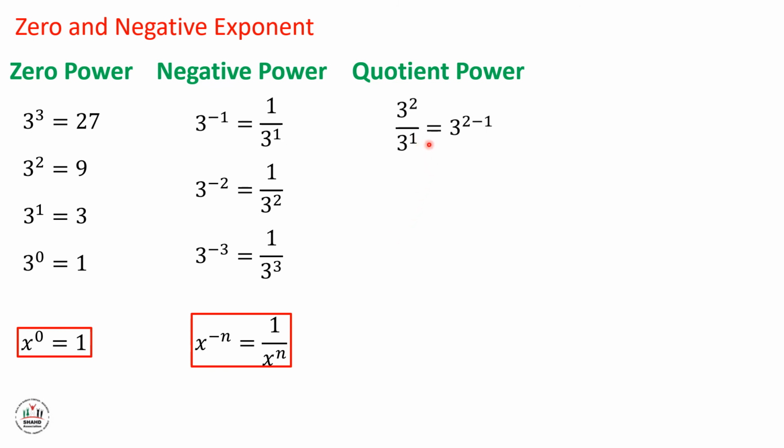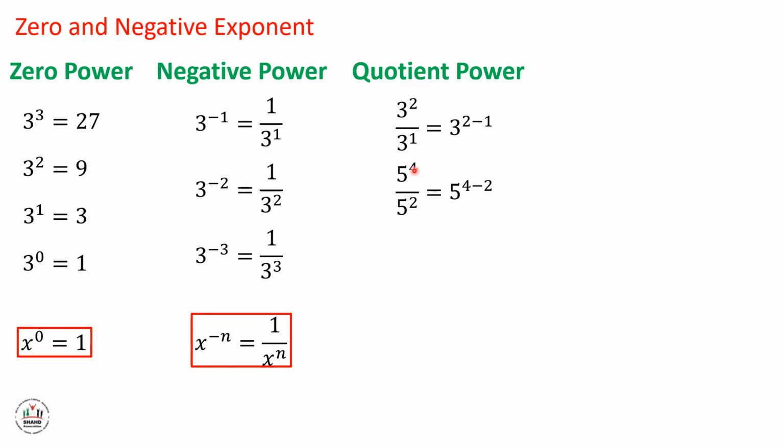Quotient power: 3 power 2 over 3 power minus 1, sorry, power 1. So we can write 3. بنخلي البيز نفسه، بنلاحظ عندنا نفس البيز 3 here and 3 here. So 3 to the power 2 minus 1. 5 power 4 over 5 power 2. أكيد بنخلي ال 5 نفس ما هي وبننقص الإكسبوننت من بعض.